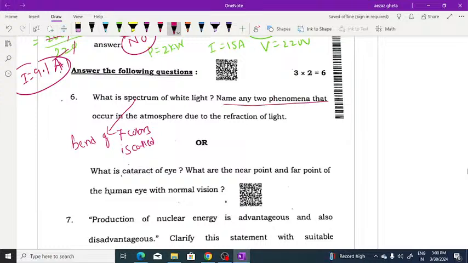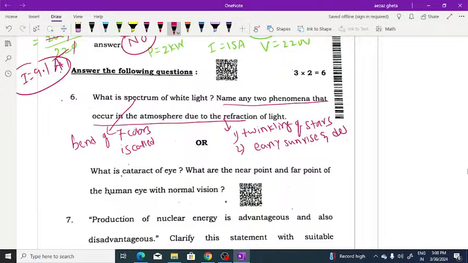Name any two phenomena that occur in the atmosphere due to refraction of light. I think this question was there even in the preparatory exam. Tell me, what did you write? Twinkling of stars, and early sunrise and delayed sunset. Right? Got it?